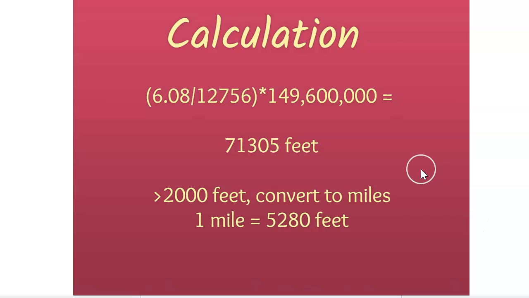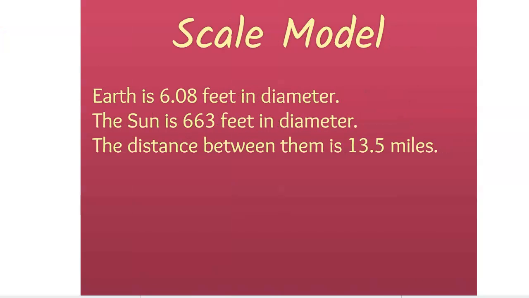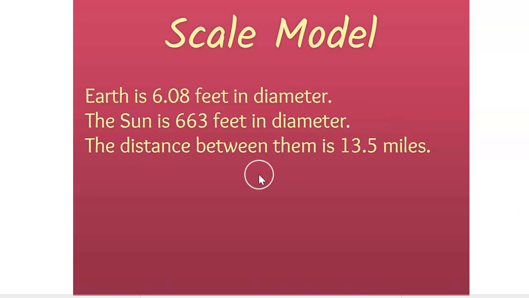Anything in this project over 2,000 feet, I want you to convert to miles because it's hard to imagine what 71,000 feet looks like. So 1 mile is equal to 5,280 feet. And when we do that calculation, 71,000 feet times 1 mile over 5,280, then we get 13.5 miles. So the distance between my Sun and my Earth in my scale model is going to be 13.5 miles.